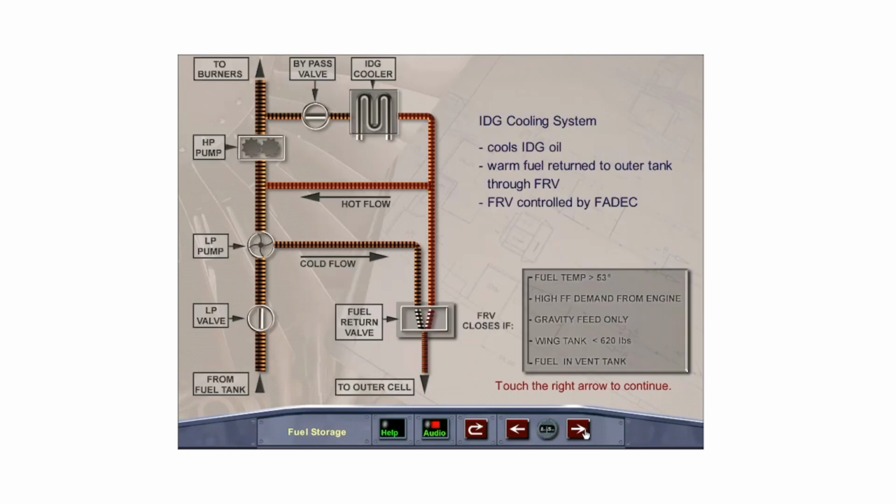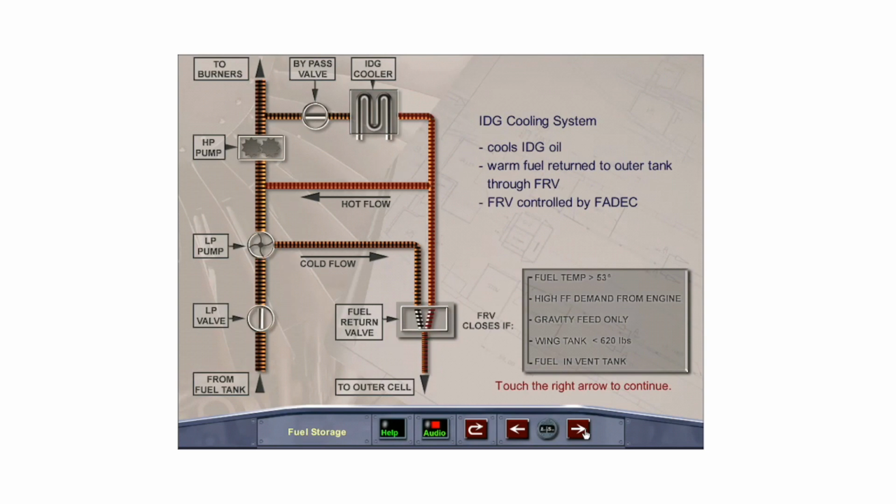Some of the fuel supplied to each engine is passed through the oil cooling system of its associated integrated drive generator, or IDG. After the cool fuel is circulated through a heat exchanger, it is returned to the wing tank outer cell through the fuel return valve, or FRV. FADEC, along with the FLSCU, controls the FRV and stops the recirculation system if the fuel temperature increases to a high level of approximately 53 degrees.